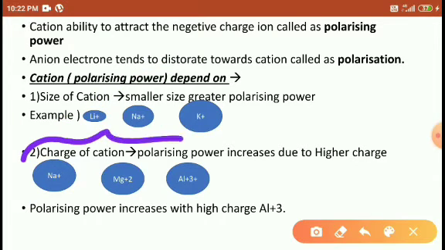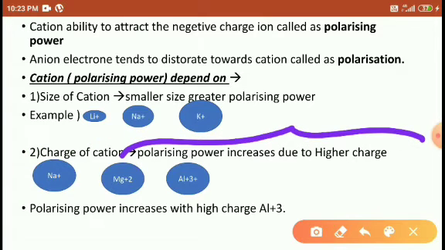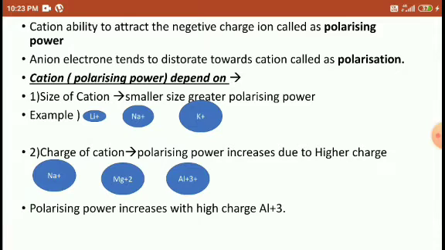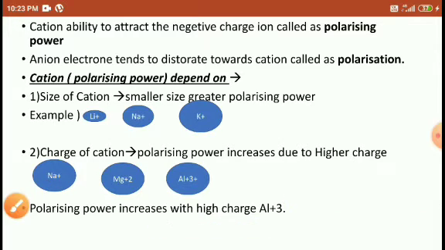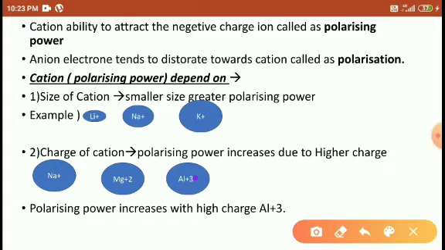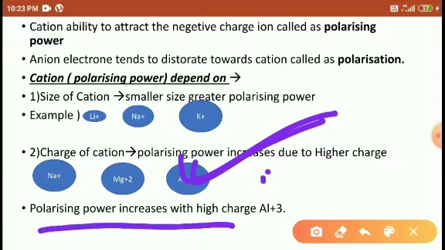Next is the charge of the cation. Polarizing power increases with high charge. Sodium, magnesium, aluminum are all about the same size, but here is +1 charge, this is +2, and this is +3. So the +3 charge has the highest polarizing power. The aluminum ion loses 3 electrons, which means the effective nuclear charge is high, so it shows high polarizing power. That's it, friends.